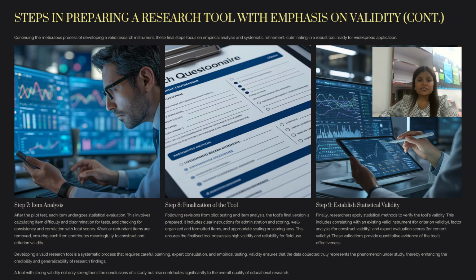The next step is item analysis. So, following the pilot testing, item analysis is conducted using statistical techniques. Each item is evaluated for its difficulty level, discrimination power, and correlation with total scores. Poorly performing items are modified or eliminated. This process ensures that only the best, most valid items remain in the final tool.